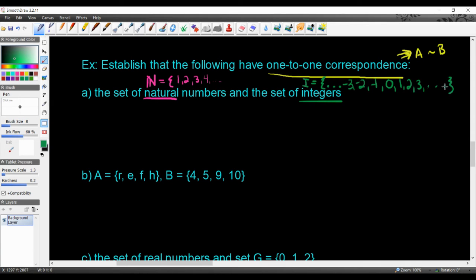Okay. So this one is a little bit tricky because I believe most people would say, oh, well, the integers have more numbers than the natural numbers, because the natural numbers don't have the negative ones and they don't have zero. But believe it or not, these do have a one-to-one correspondence. Okay, so I'm going to show you that.